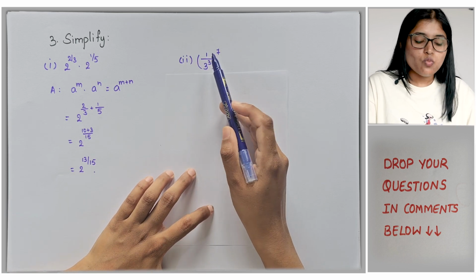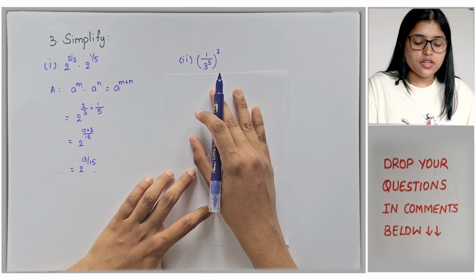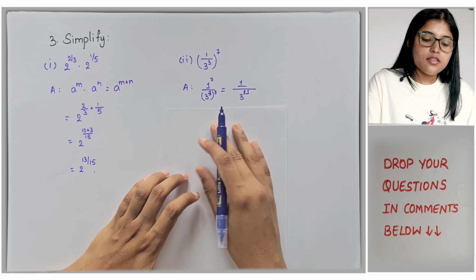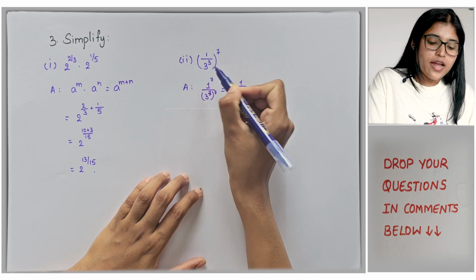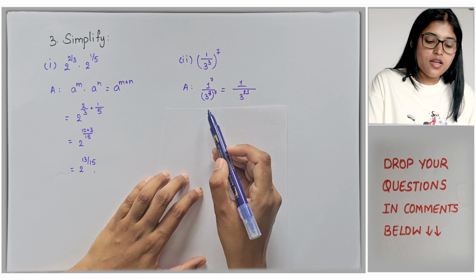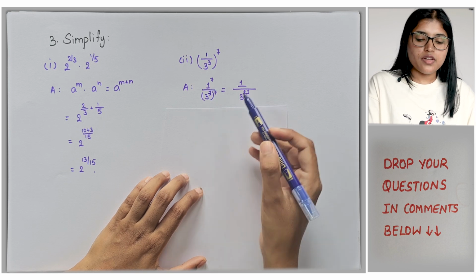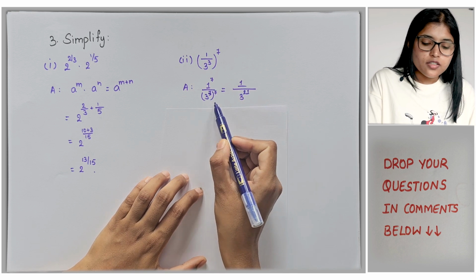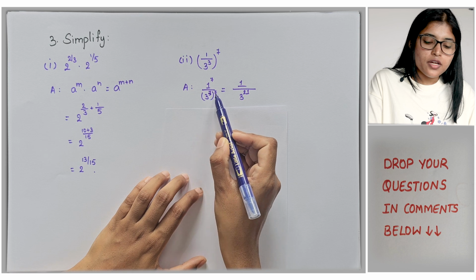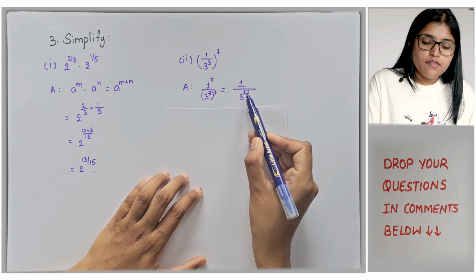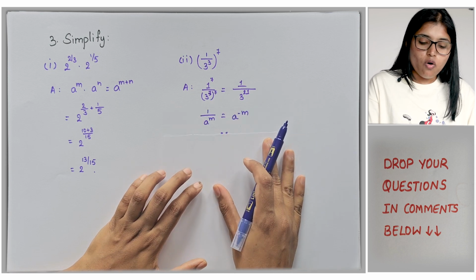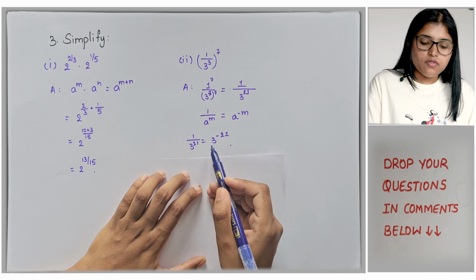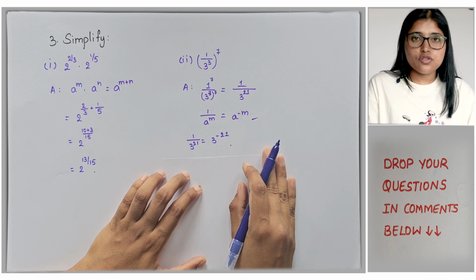Second question is 1 by 3 cube whole power 7. So in this case, the power is for both 1 and 3 cube. 1 power 7 by 3 cube whole power 7. 1 by, in the denominator we have a power m into n, that is 3 into 7 is 21, which can also be written as 3 power minus 21 because of this rule.